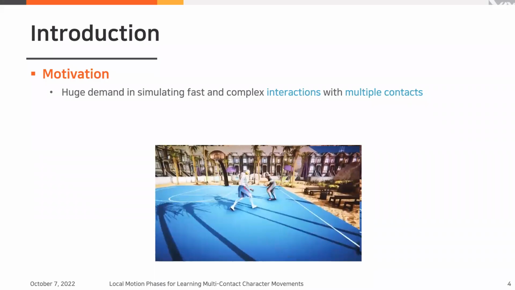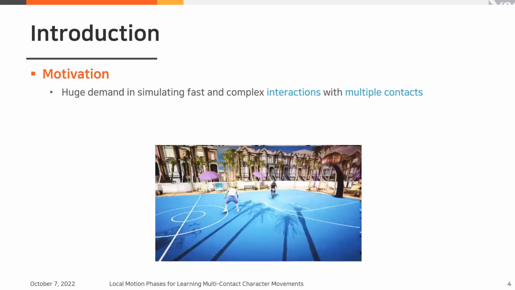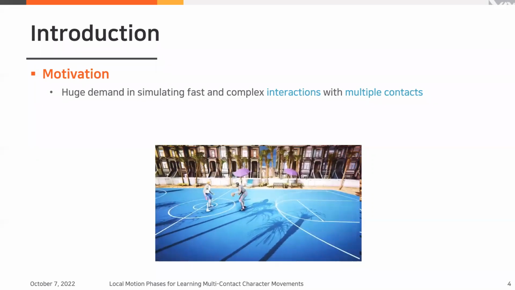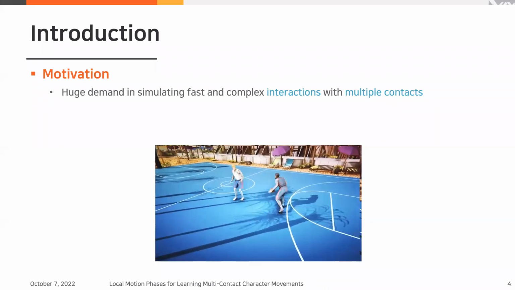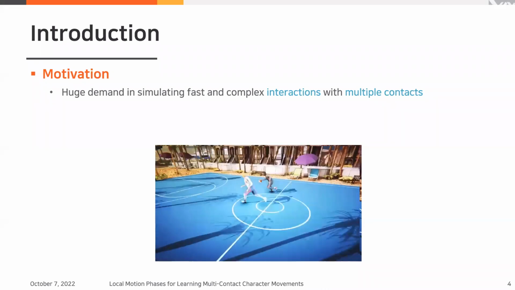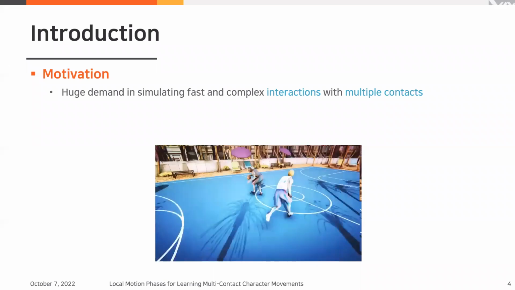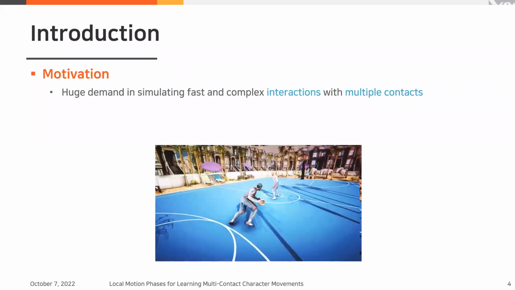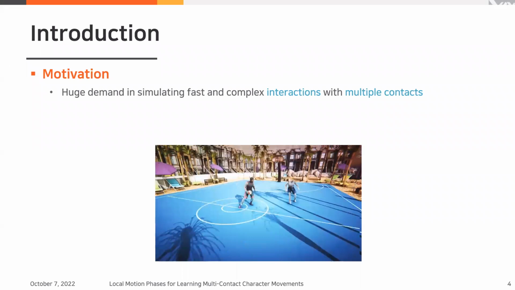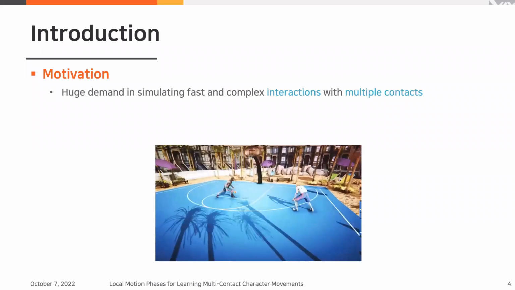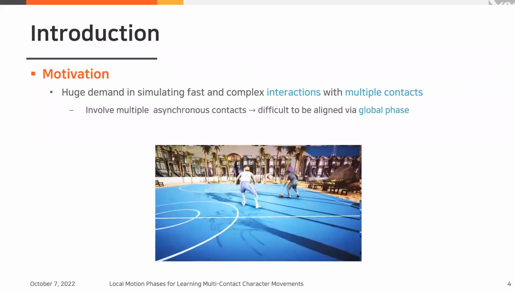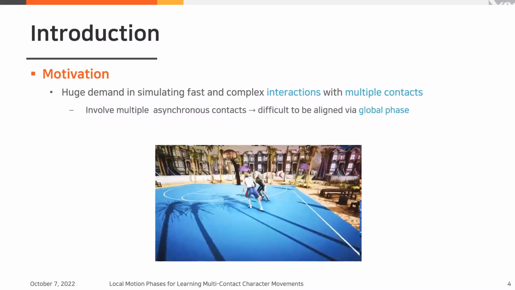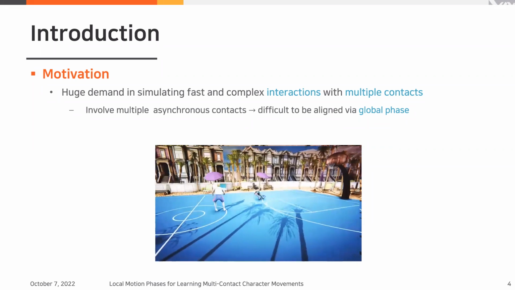In computer game and film industry, there is a huge demand for simulating fast and complex interactions that involve multiple contacts between a character and environment or other characters. For example, imagine characters playing a basketball game. The characters need to dribble the ball while making various movements with different foot patterns. And there are some considerations when synthesizing motion with such multiple contacts.